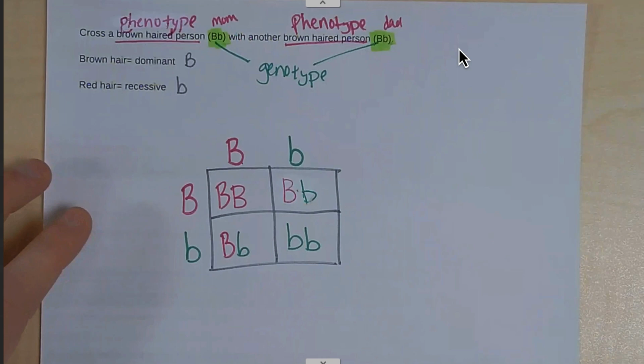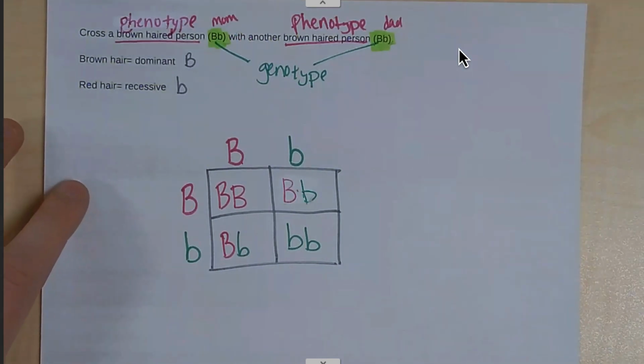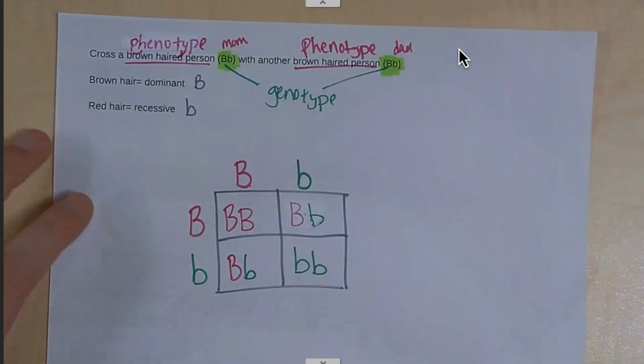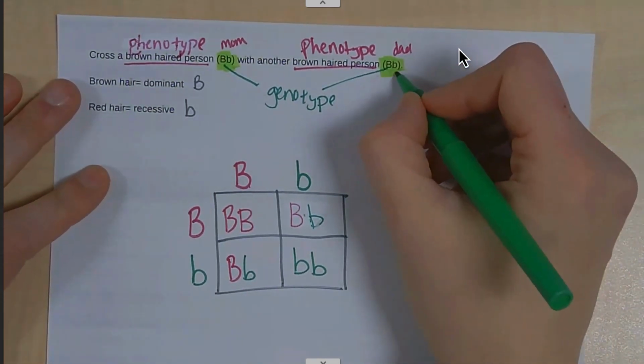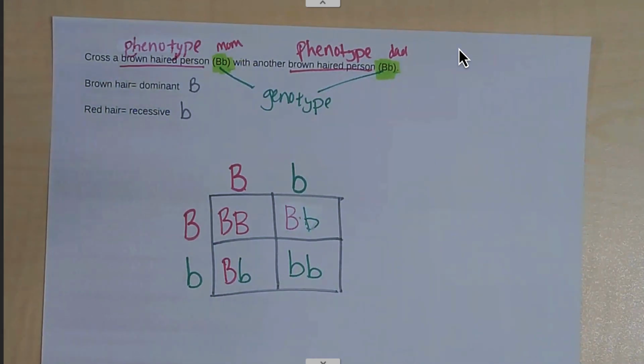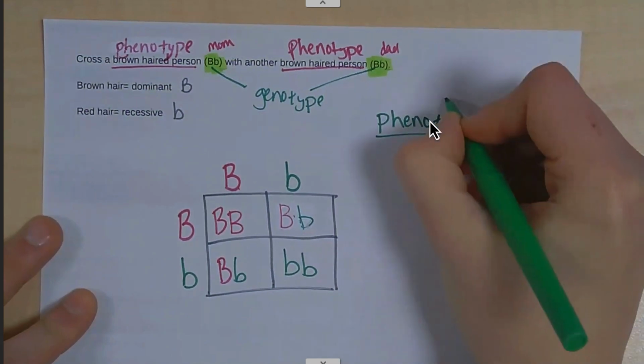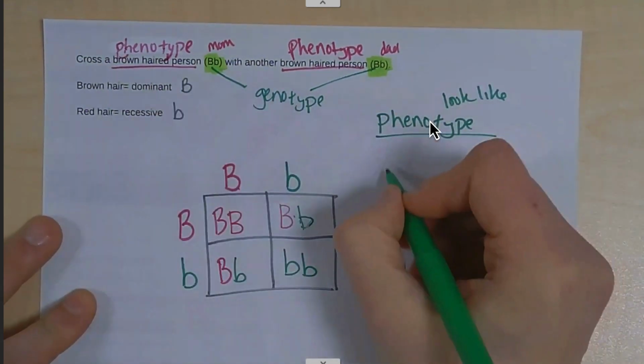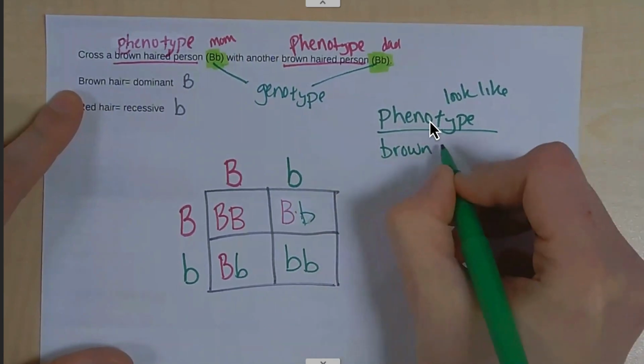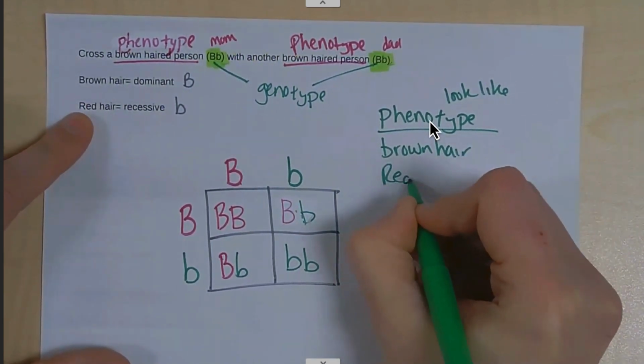So if we're trying to figure out our phenotypes and our genotypes, we already know about that right up here, and we also know that both parents are heterozygous because they have different letters. So now we've got to figure out what our genotypes are and what our phenotypes are. Phenotype is what they physically look like. So they are either going to have brown hair or they're going to have red hair.